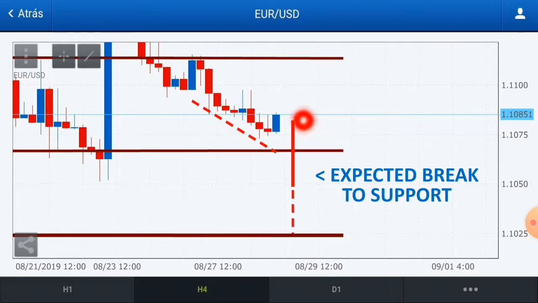Nevertheless, we're going to still be assuming that the market is going to be continuing bearish, because this is the main trend direction of the daily chart. Still a possibility of a reversal, but for the time being, we're going to assume that the market is going to be continuing this bearish movement.